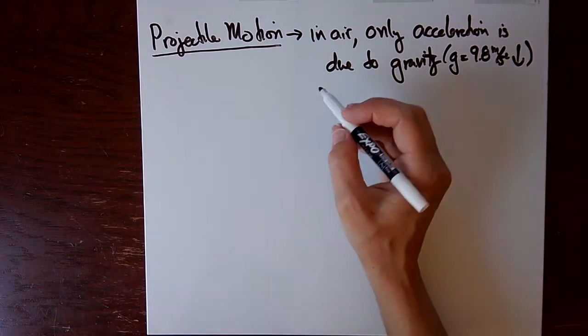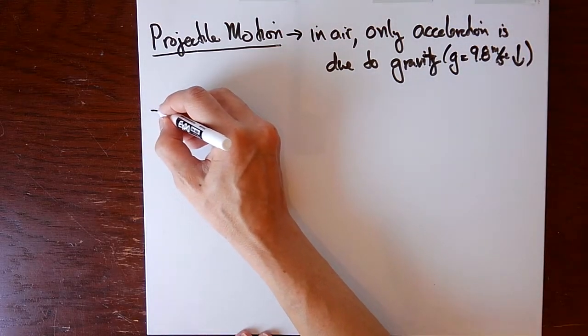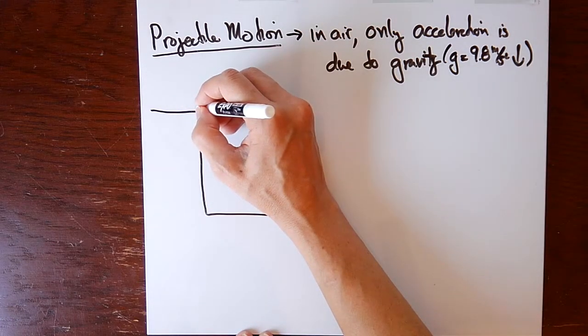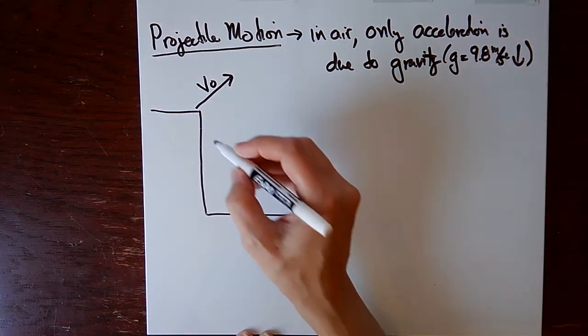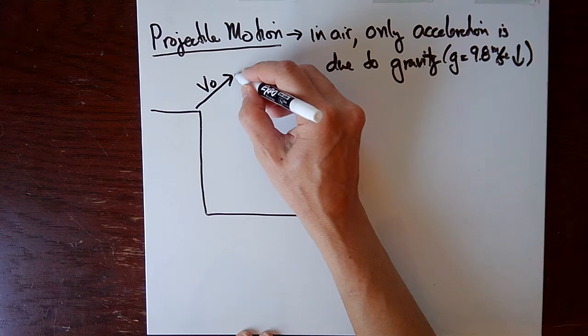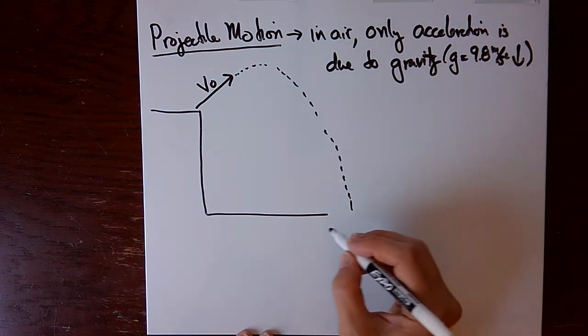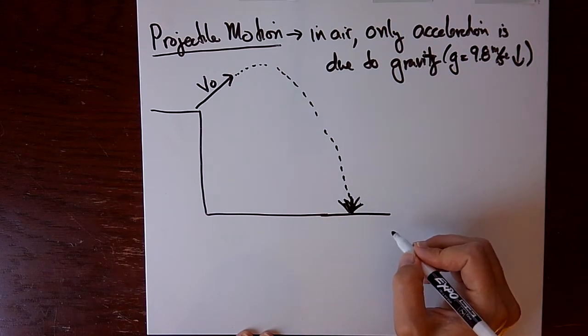And just like free fall, it doesn't mean you have to be traveling down. You can be traveling up or in a variety of ways. So for example, maybe you're on a cliff and you kick off a stone or a ball, and it's got some initial velocity and it travels up, and then it falls down and hits the ground somewhere down away from the cliff.